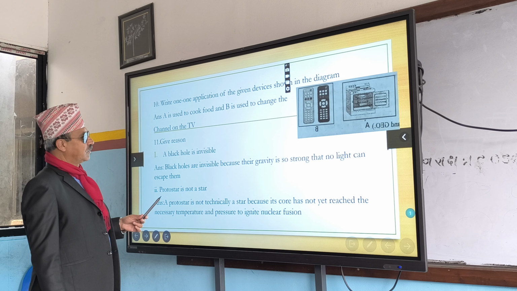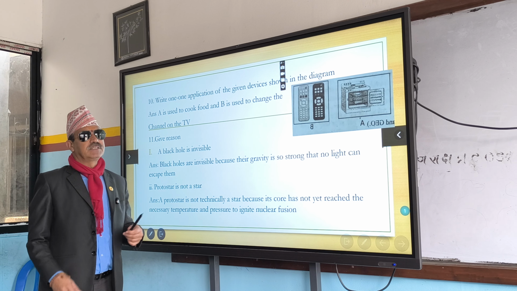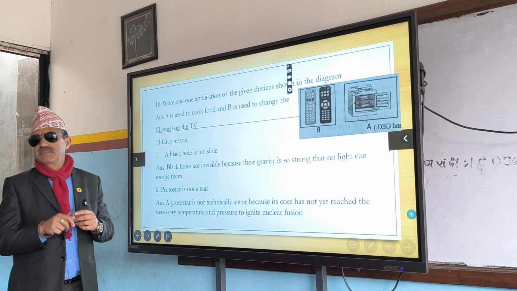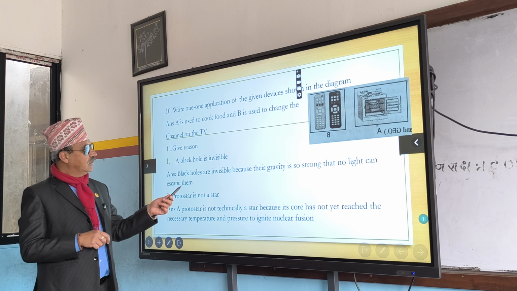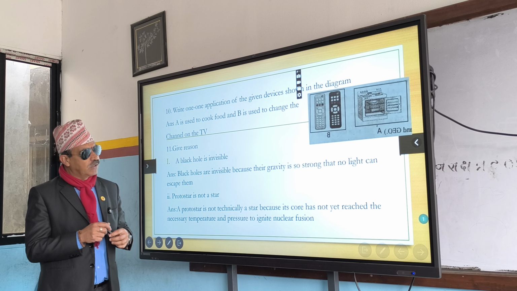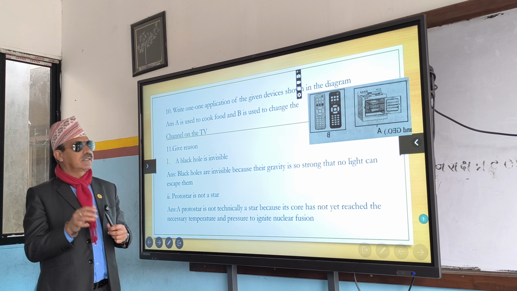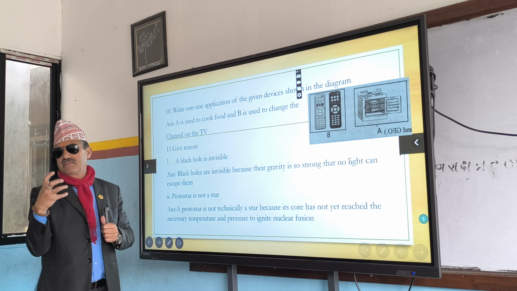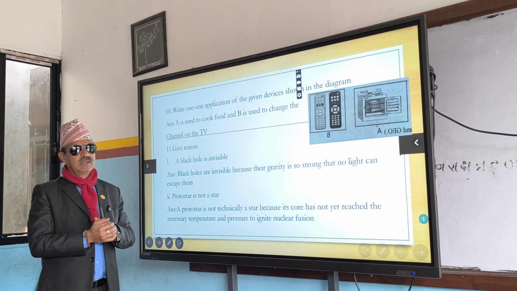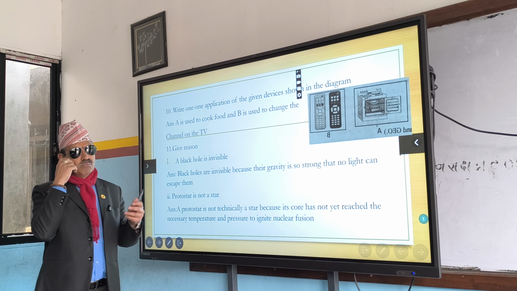Give reason. Question number 11. A black hole is invisible. Why is a black hole invisible? Their gravity is so strong that no light can escape from them. Very dense body. Small area, more mass.